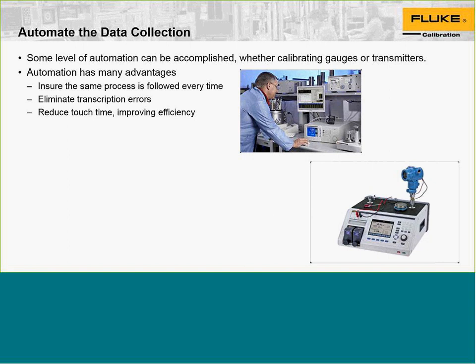Automate the generation of the pressure, and you can automate the recording of data. By doing so, you can ensure that the same process is followed every time. For calibration, we want reusability of process. You can eliminate transcription errors. Anytime that you have an operator write down a number on a piece of paper, no matter how good the operator is, no matter how many cups of coffee he's had that morning, he has the potential of writing a number down wrong or writing down two numbers transposed. You can remove that potential for error.